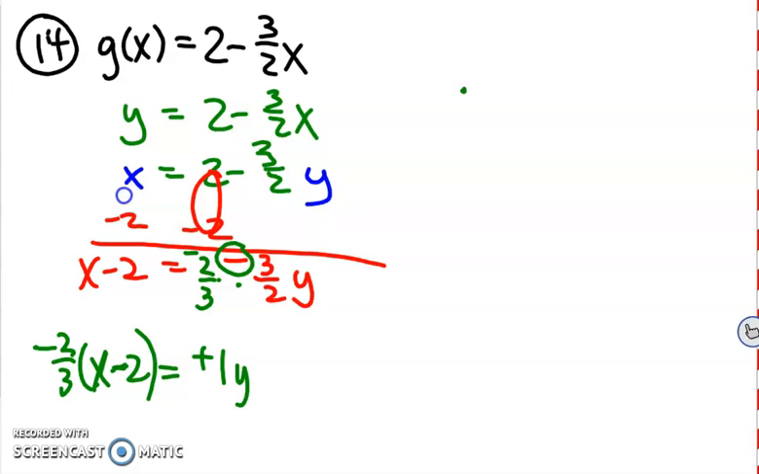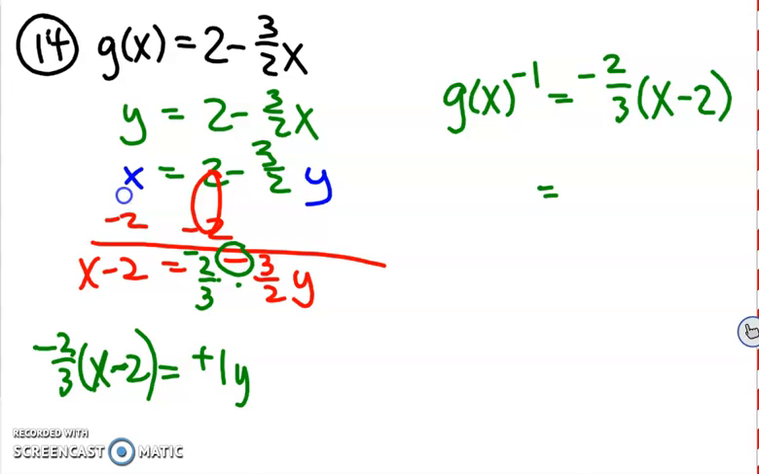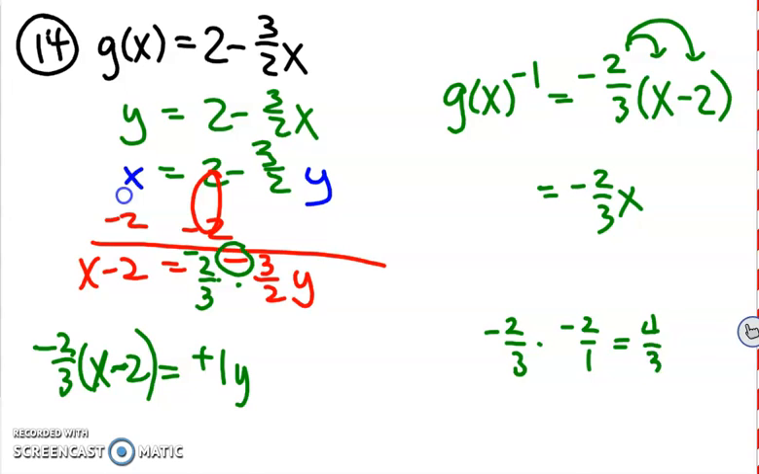So the final answer is the inverse of g of x is equal to negative 2/3 in parentheses x minus 2. If you decided to get rid of the parentheses to put it in the slope-intercept form, it would be negative 2/3 x and negative 2/3 times the negative 2 over 1, again, taking that negative 2 and turning it into a fraction, you get positive 4/3. So the slope would be negative 2/3, and the line would intersect at 4/3.